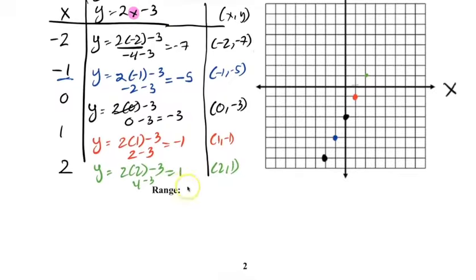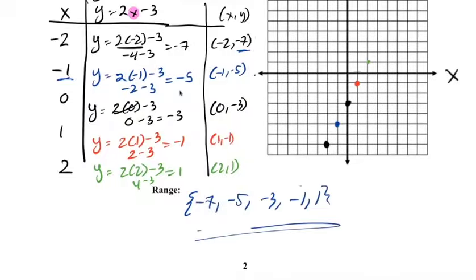Okay, and the last part of this, what's the range? So here's all my range values, and I think this time I can just follow it because it goes in order already. First y value I see is -7, then -5, -3, -1, and 1. That's the range, and that's the video.